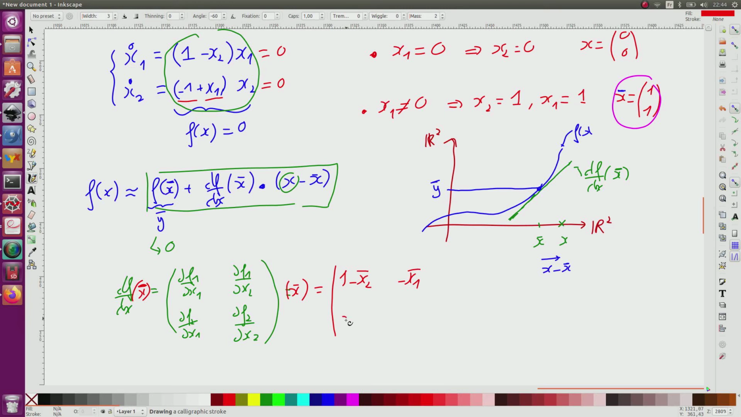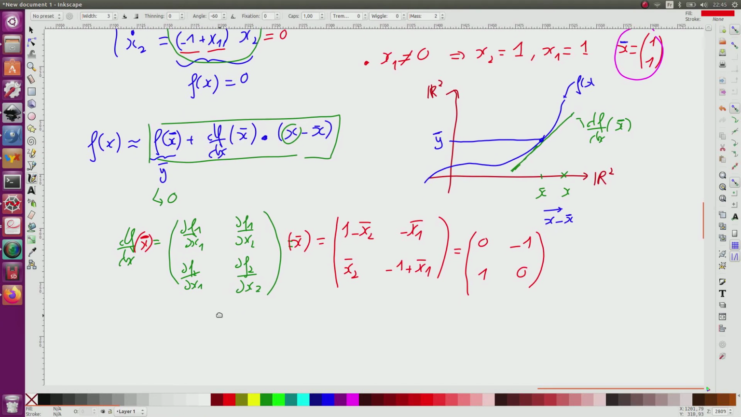Here I will have x2 bar, derivative of this one with respect to x1, and minus 1 plus x1 bar, so derivative of this one with respect to x2. Now this is equal, since x bar is equal to 1, it will be equal to this one to 0, this one to minus 1, and this one to 1, and this one to 0.